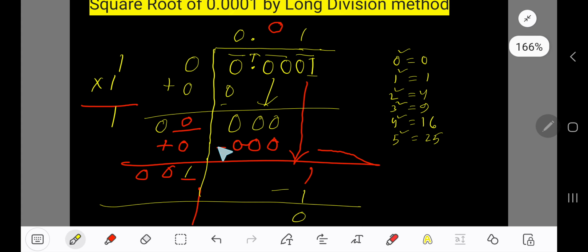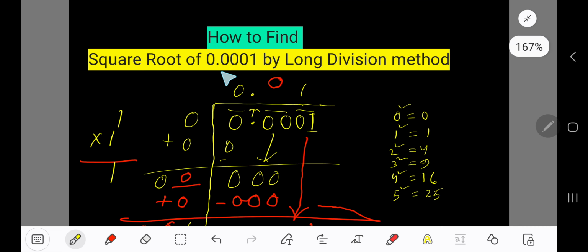As you have placed 1, the same digit will come under this divisor and you need to add 1 plus 1, 2, then 00. Or you can write just 2. Look, ignoring the decimal, 001 means 1. The double of 1 is 2. This signals us that the answer 0.01 is correct. So the square root of 0.0001 by the long division method is 0.01.